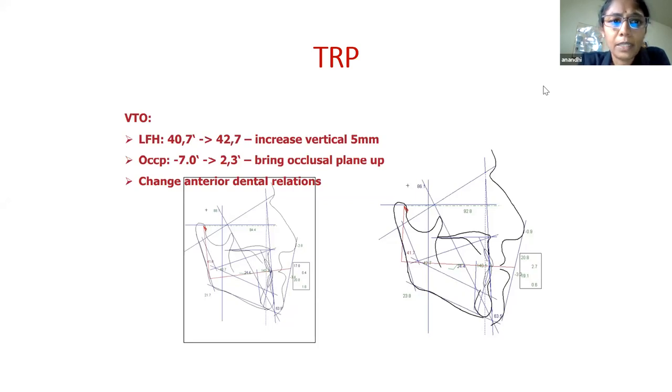And then the occlusal plane was -7. When you bring the occlusal plane up to 2.3 degrees, you're going to increase it. So that's the goal for this patient, and to change the anterior dental relationship, change the incisor guidance, yeah?